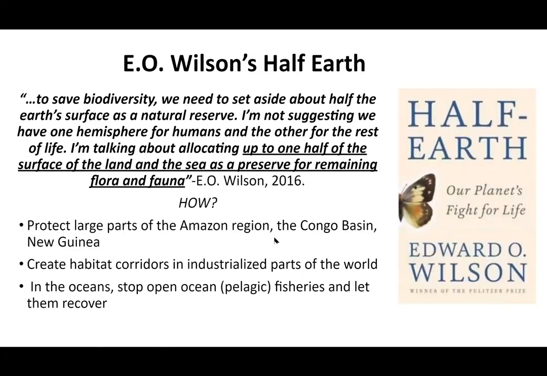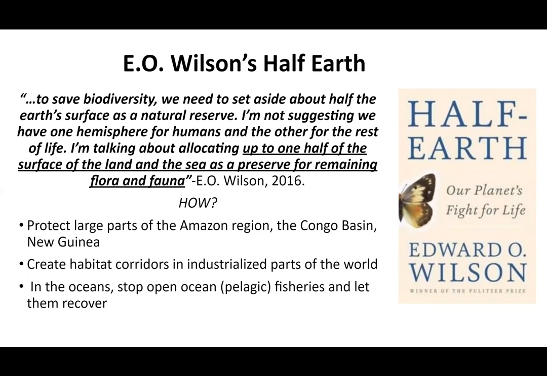Now, we can actually conceptualize what biodiversity conservation would need to look like. And we can do this with our friend E.O. Wilson, and he has a fantastic quote. E.O. Wilson says, "To save biodiversity, we need to set aside about half the Earth's surface as a natural reserve. I'm not suggesting we have one hemisphere for all humans and the other half for the rest of life. I'm talking about allocating up to one half of the surface of the land and the sea as a preserve for the remaining flora and fauna."